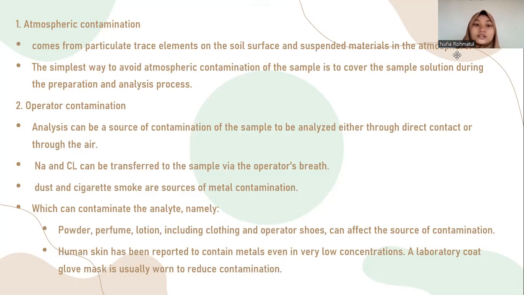NaCl can be transferred to the sample via the operator switch. Dust and cigarette smoke are sources of metal contamination, which can contaminate the analyte. Powder, perfume, lotion, including clothing and shoes, can also be sources of contamination. Human skin has been reported to contain metal even in very low concentration. Laboratory gloves and masks are usually worn to reduce contamination.